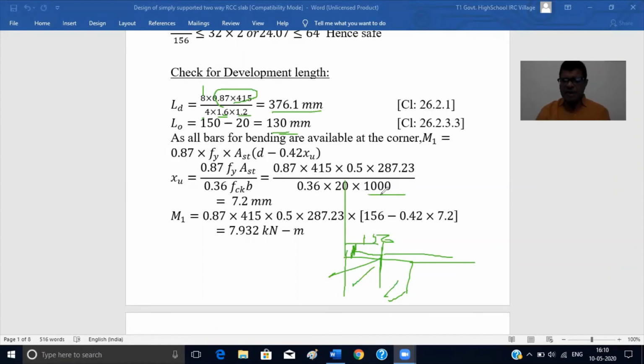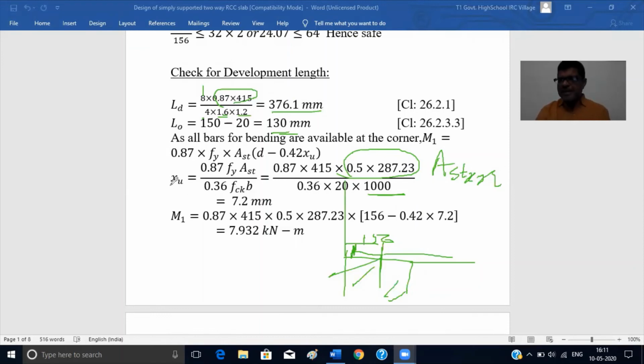B is equal to 1000. And Ast, again you have to take 50%, 0.5 into 287. The Ast provided in X direction, again this is Ast XX. So check for all in X direction, in short direction. So Ast XX, 50% of that, and calculate the Xu value.